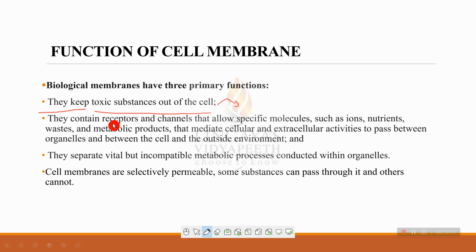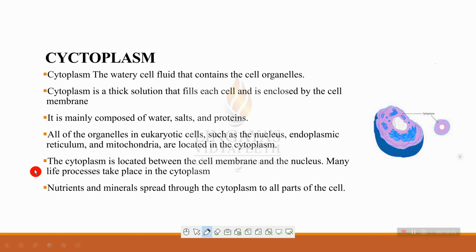Now the second one is that it contains certain receptors and channels that allow only specific molecules such as ions, nutrients, waste and metabolic products to enter inside the cell and perform extracellular or intracellular activities. Now the next one is that they separate vital but incompatible metabolic processes conducted within organelles, and it is selectively permeable, so only certain substances can pass through it and the others cannot.